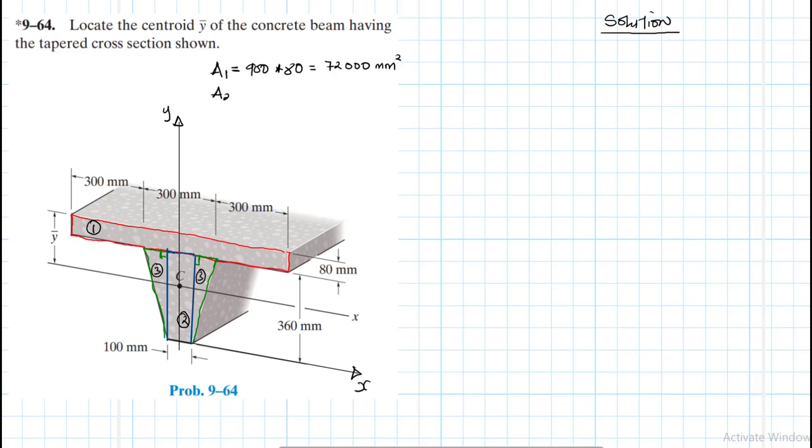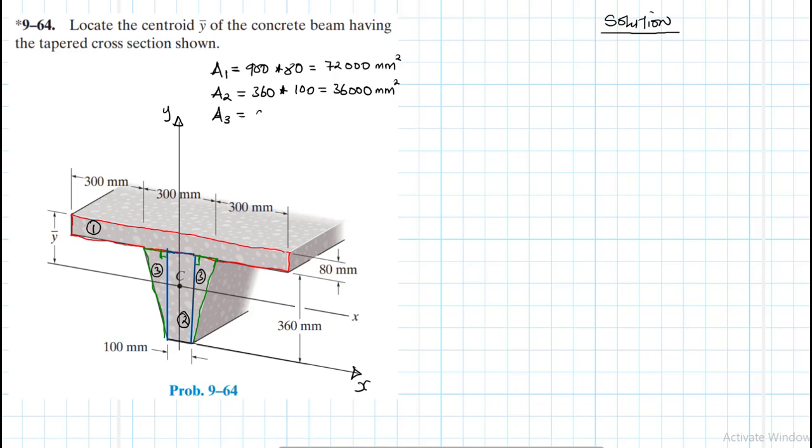Area 2 is 360 times 100. 360 times 100 gives us 36,000 square millimeters, right? Of course. And then we have area 3. For area 3, don't forget to say there are two of them, so we are going to multiply by 2.